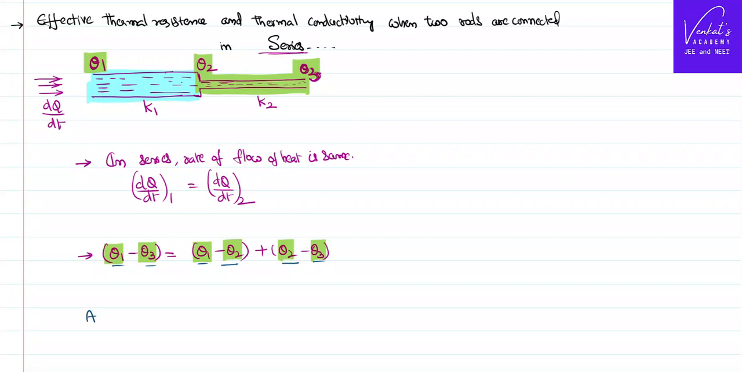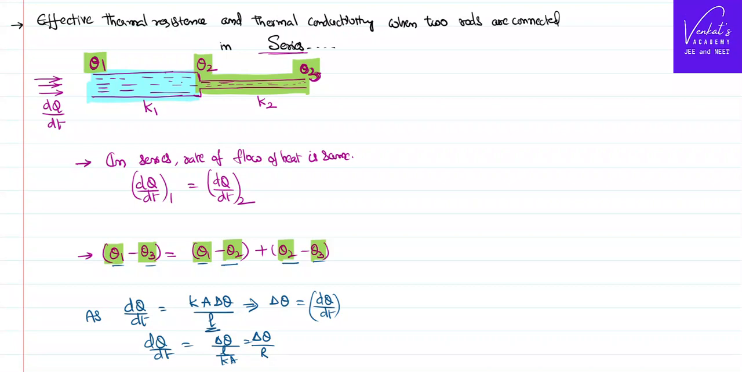But we shall write the definition of the rate of flow of heat. dQ/dt is K A delta theta by L. That implies delta theta can be written in terms of dQ/dt. Take the terms to the other side. Or before going to that, I can write delta theta by L by KA. As I told you in the previous video, L by KA is called thermal resistance. So you can say dQ/dt is delta theta by R, where R is called thermal resistance.